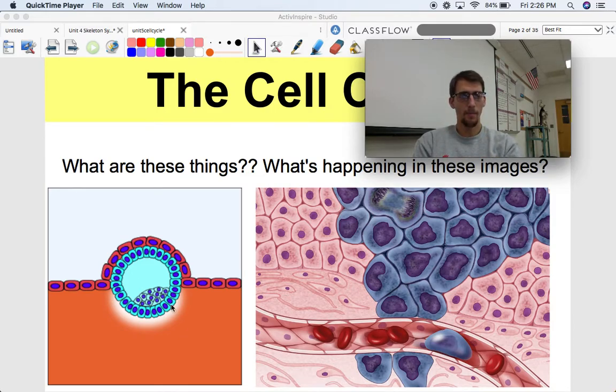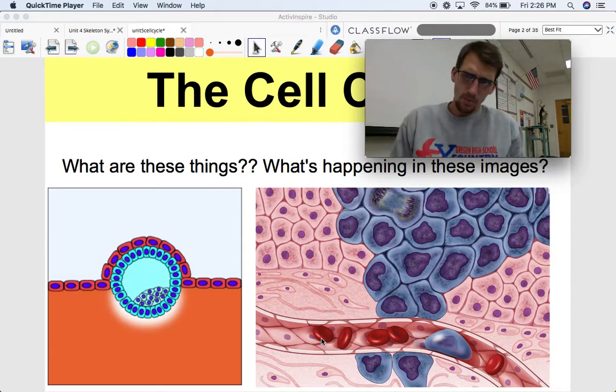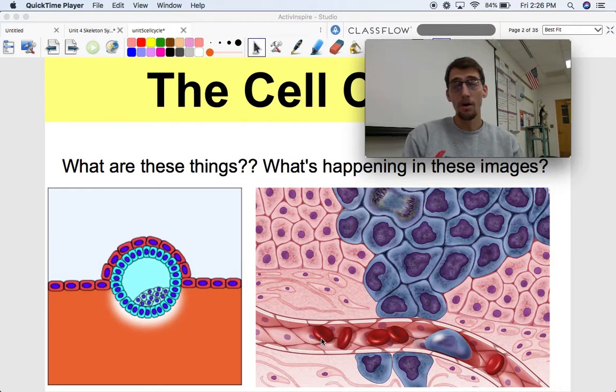So it looks like we have a ball of cells over here with a layer of cells kind of covering it, and then we have some dark purplish blue cells that seem to be getting into the bloodstream over here with these red blood cells. And what is this? What's happening in each of these images? And all of these tie together over the course of the video.